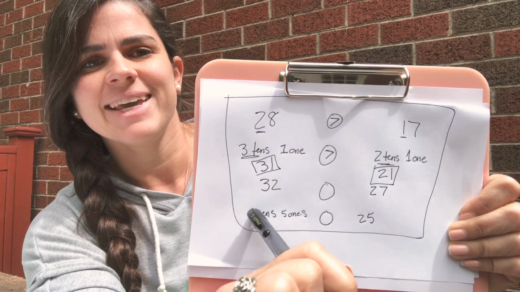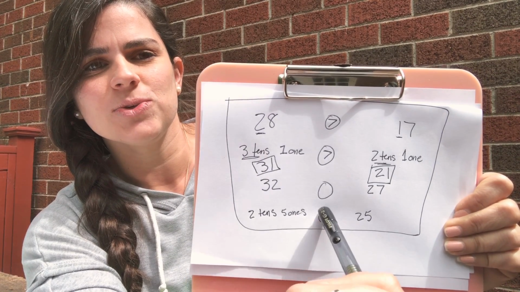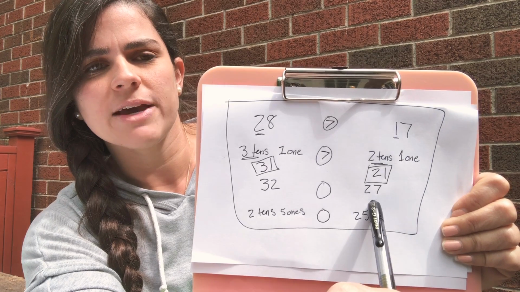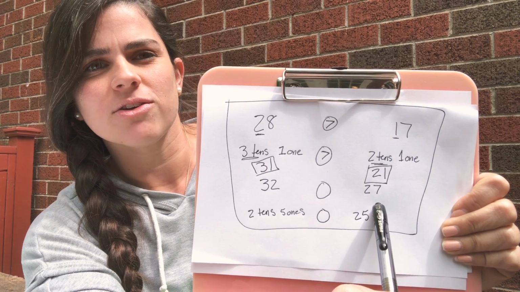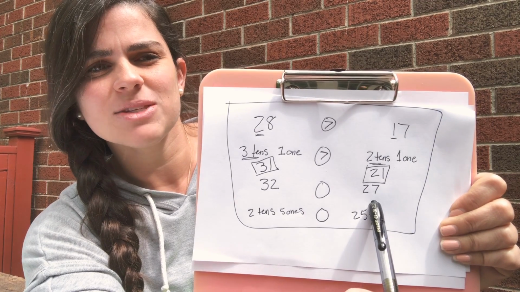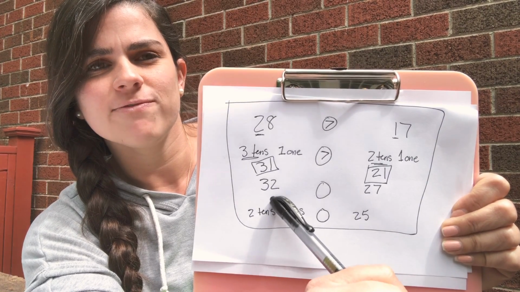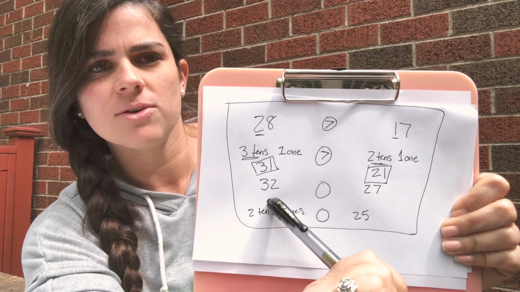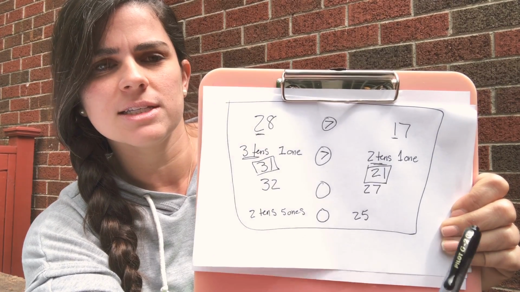Good. All right, next one, 32 blank 27. Which one is greater? Remember, if I look at my ones, it looks like this one has more. It has 7. But first, we need to look at our tens. So which one has more tens?